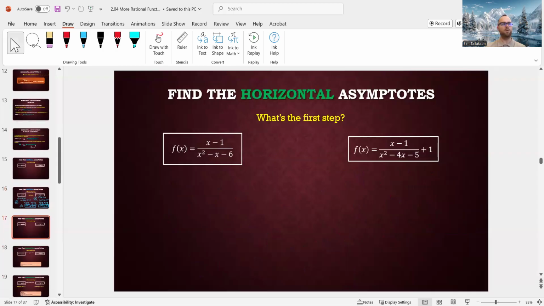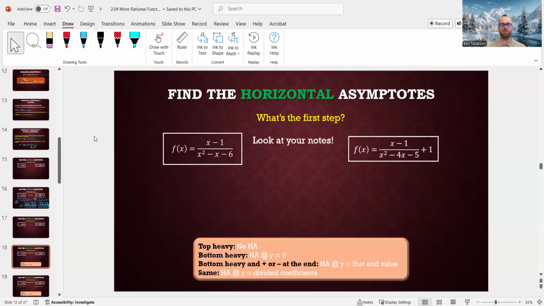That's it for vertical. On to horizontal. What's the first step? Looking at your notes that you wrote down, right? I hope so, or took a screenshot. You need what you see in this peach box at the bottom.